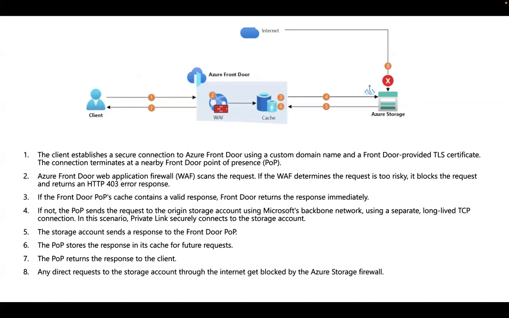Got it. So this is how it works. It's going to have the cache. That's why the response time would be faster. That's the reason, right? Correct, exactly. This point of presence maintains a cache. Yeah, got it. If you see this point 6, that's what it is trying to explain: the POP stores the response in its cache for future requests. So if it is a new request, it will send it to Azure storage, then put that in the cache. Understood.